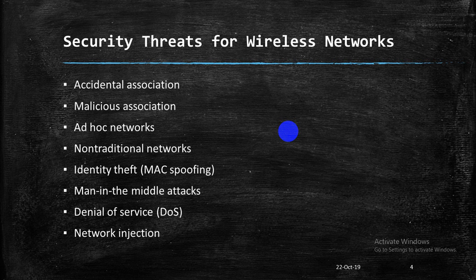Denial of service: a denial of service attack occurs when an attacker continuously bombards a wireless access point or some other accessible wireless port. Network injection: in network injection, attackers target wireless access points that are exposed to non-filtered network traffic such as routing protocols.